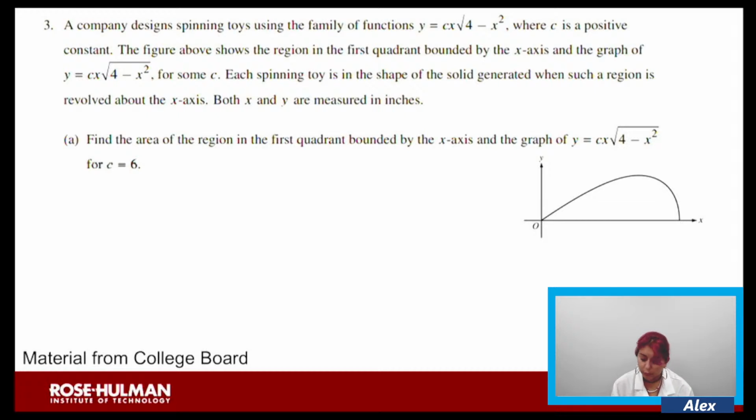Okay, so for this one, we want to find the area in the region bounded by this, so the area all under this graph.